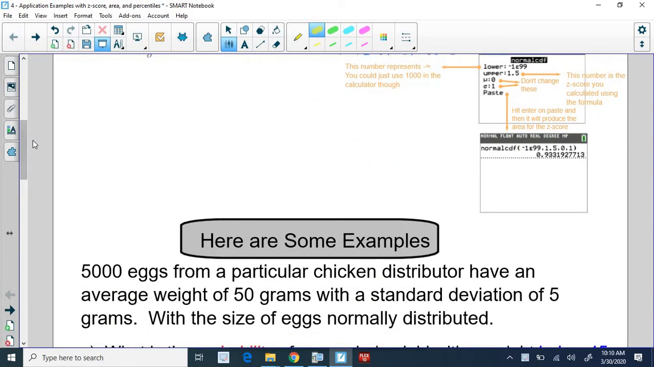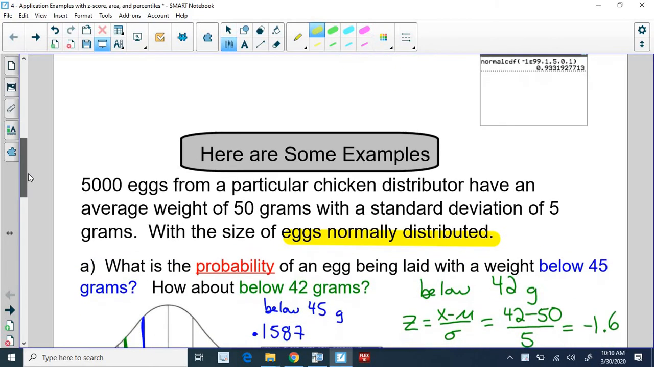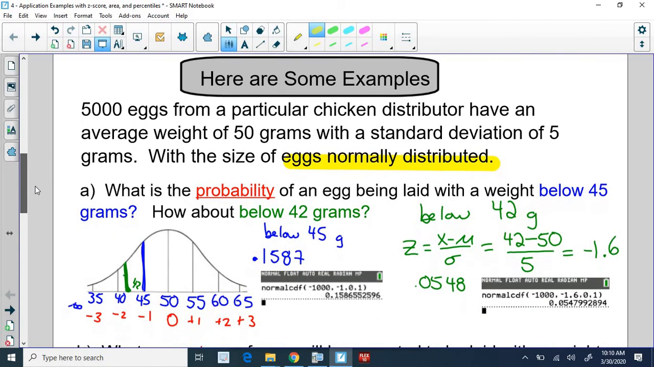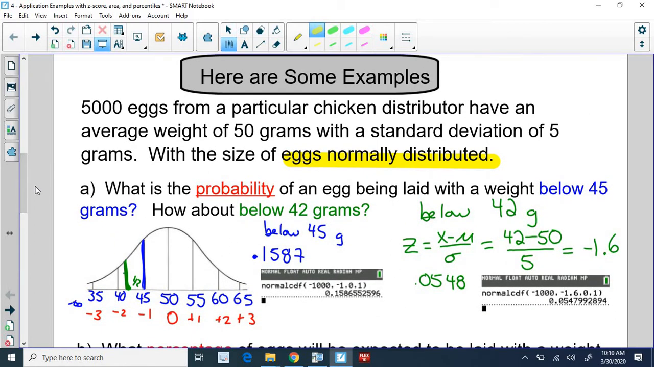Let's say we have 5,000 eggs from a particular chicken distributor, and they have an average weight of 50 grams and a standard deviation of 5 grams, with sizes normally distributed. This is an important statement. Without this statement, you can't really analyze it statistically. So, let's take a look at the first problem. What is the probability of an egg being laid with a weight below 45 grams? And how about 42 grams?